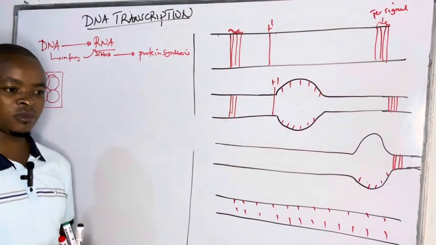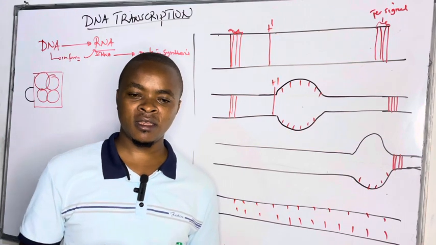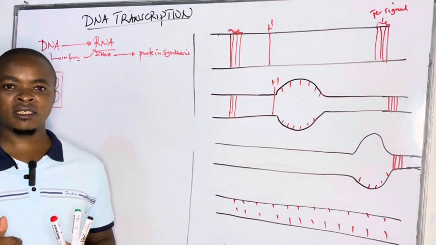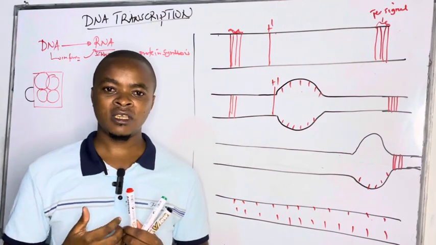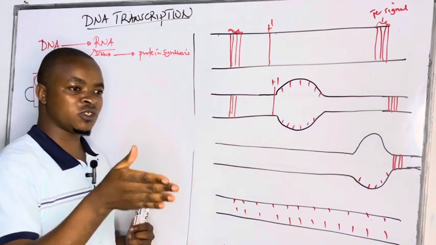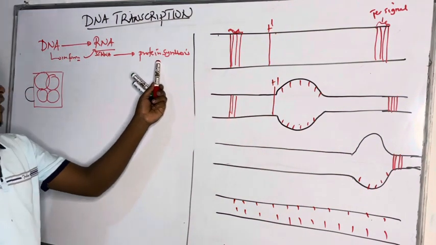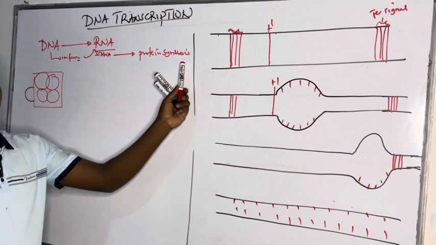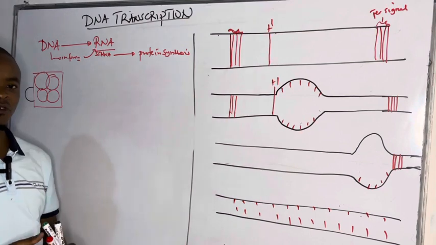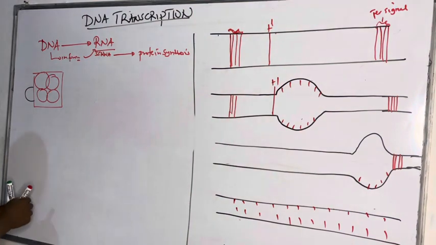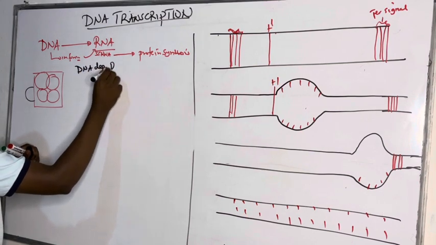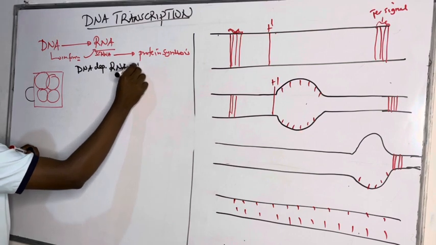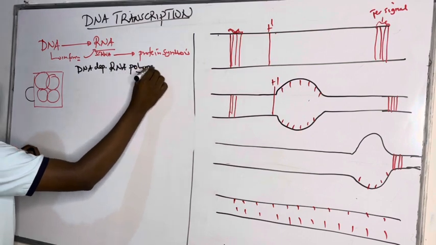In transcription, you are forming a single-stranded RNA from a double-stranded DNA, copying information from the DNA helix into a single-stranded RNA to direct protein synthesis. That is what we call transcription, which is part of the central dogma. And this transcription uses a major enzyme known as DNA-dependent RNA polymerase in both eukaryotes and prokaryotes.